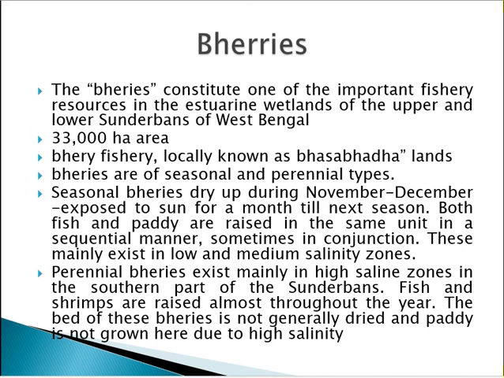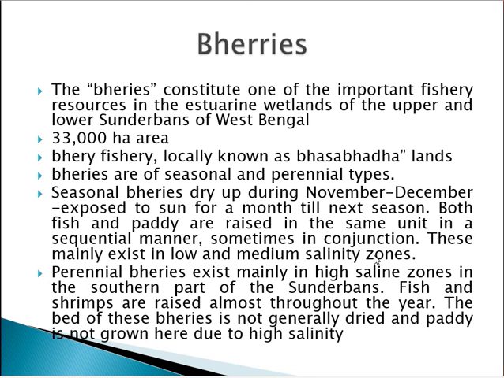Seasonal means used for only a particular season, perennial the year around. The seasonal berries dry up during November to December, during which time they are exposed to sun for a month till the next season. Both fish and paddy are raised in the same unit in a sequential manner, sometimes in conjunction, so sometimes together. These mainly exist in low and medium salinity zones, because rice is also to be grown there. When rice is grown along with prawn, the farm we have to select should be of low or medium salinity.